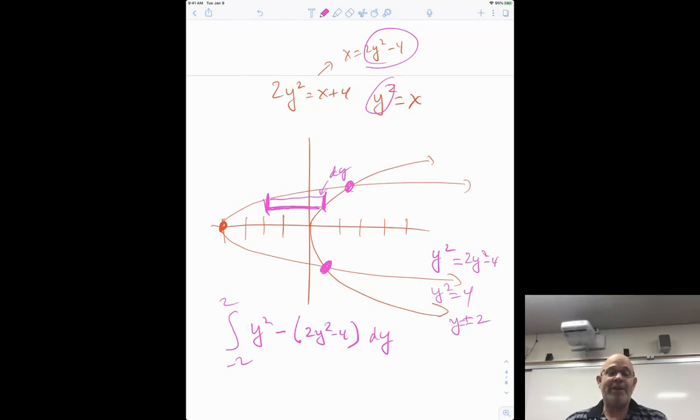So hopefully that's enough examples. I will talk more in class about the x versus y issue, and we'll go from there. Let me know if you have questions.